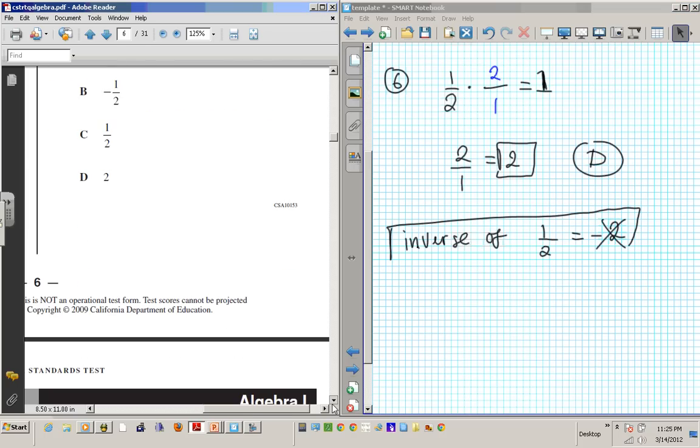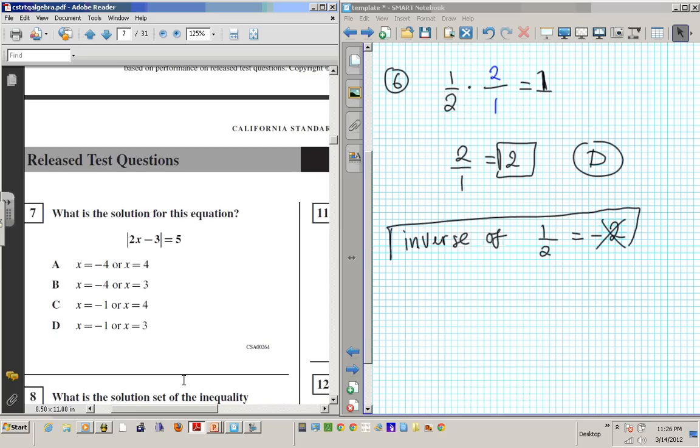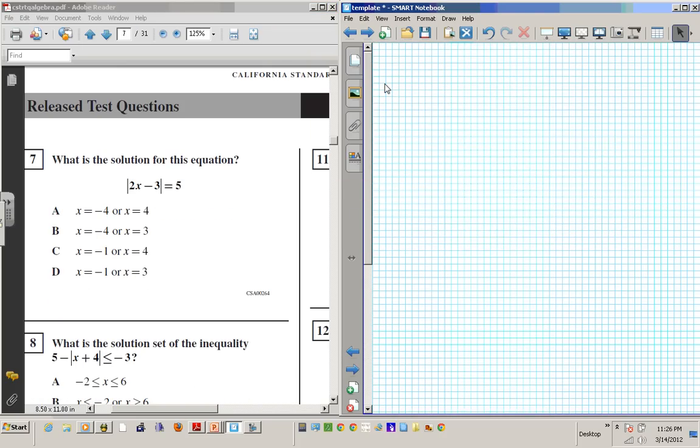Let's move on to number 7. It says, what is the solution of the equation? Absolute value of 2x minus 3 equals 5. So absolute value of 2x minus 3 equals 5. Absolute value is distance from 0. So how many units is 5 from 0? Either to the left or to the right. So we'll make that plus or minus. 2x minus 3 equals 5. This is what absolute value means. Plus or minus to the left or right gives you 5.